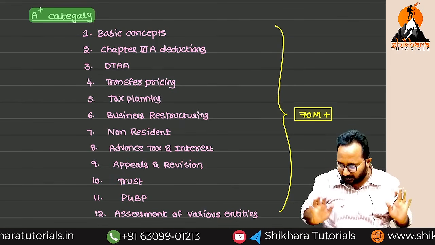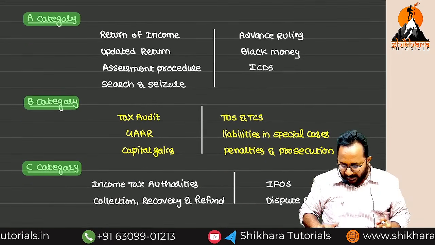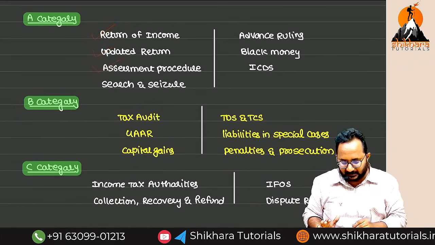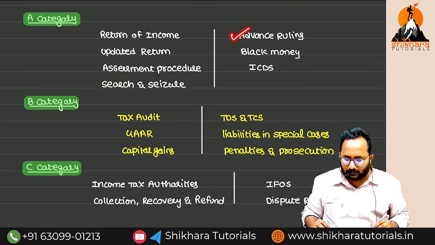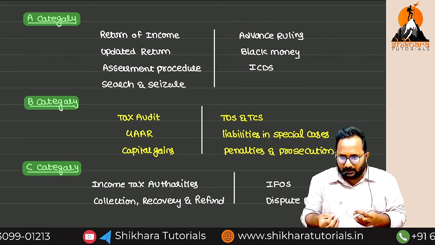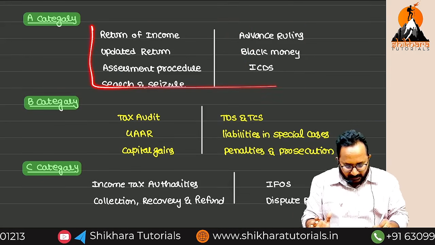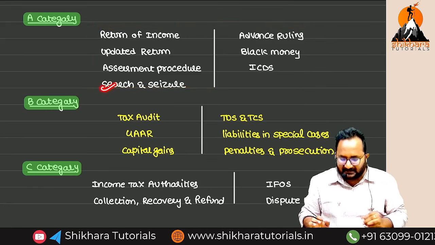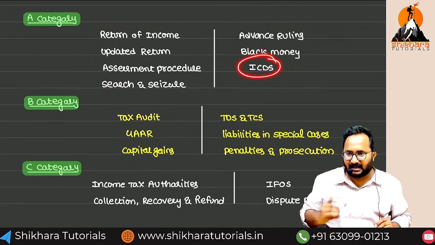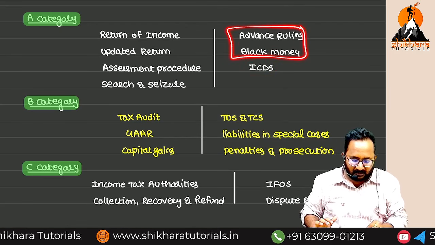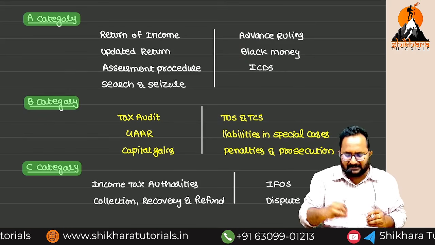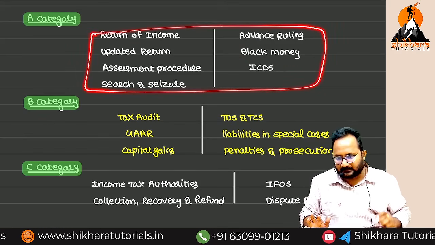Now the A category chapters: return of income, updated return, assessment procedure, search and seizure, advance ruling, black money, ICDS. These are all A category chapters. If you have time, you have to refer to these chapters also, because in search and seizure we have an amendment, in updated return also we have an amendment, and in every attempt they give ICDS. In every MTP they are concentrating on advance ruling as well as the Black Money Act. These are easy chapters, and you can complete the revision of these chapters in less time.